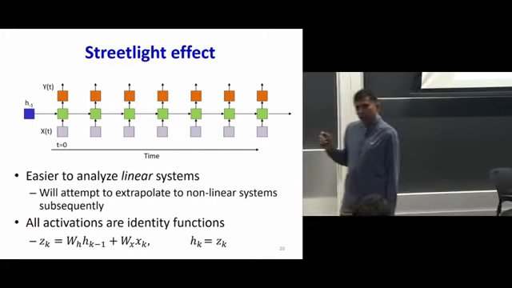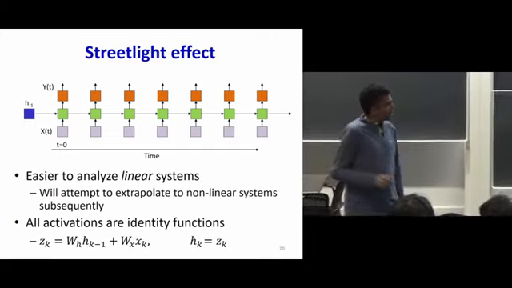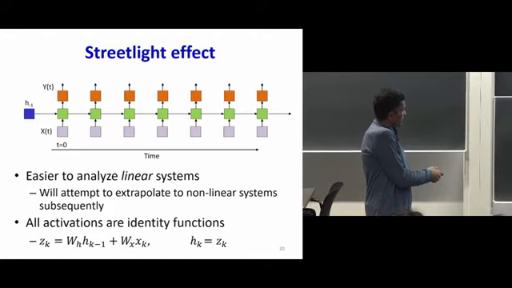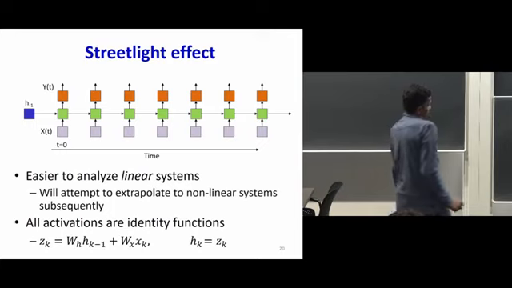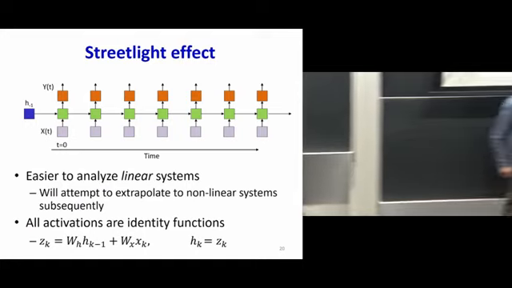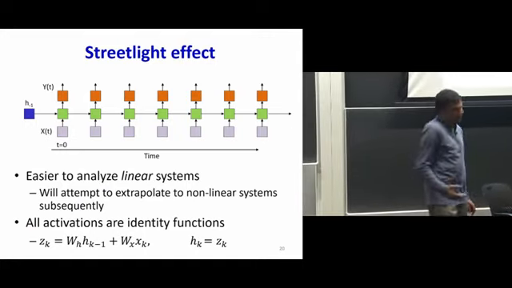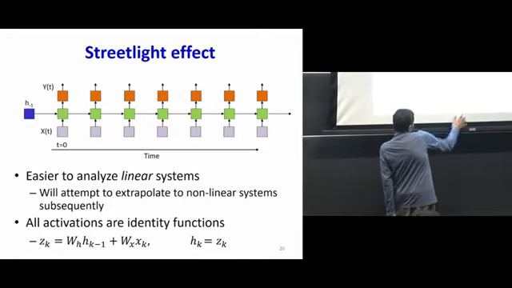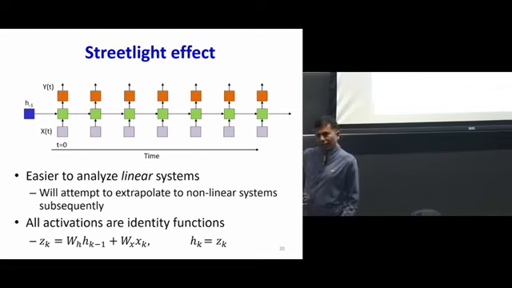So let's begin with the linear system. In the case of the linear system, we're going to assume a very simple activation. All activations are identity functions. So the output h is the same as z. Z is going to be W times h_{k-1} plus W times x_k, which is to say that the hidden activation is the same as the affine input, because the activation function itself is linear. And this value z is just some linear combination of the hidden values of the previous time instant plus some linear combination of the current input.